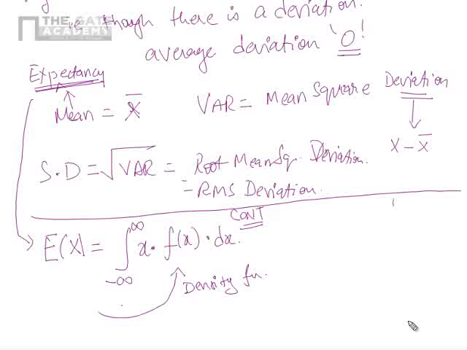For a discrete case, E of x is defined as summation of xi into probability of xi, summation over the range. We know what the range is. So in the discrete case it is defined like this, xi into probability of xi, and in the continuous case it is defined as the integral from minus infinity to infinity of x into f of x dx. Now we are going to explore this more and more.